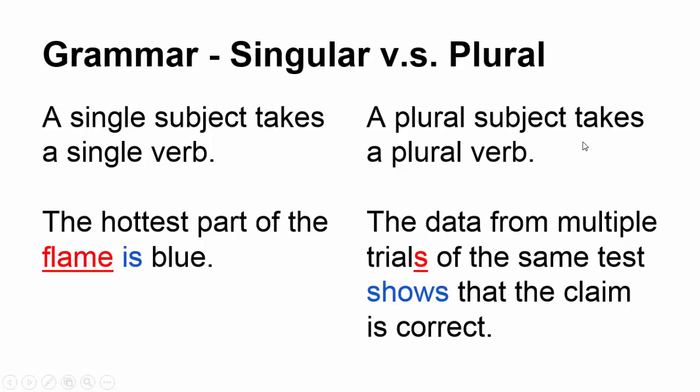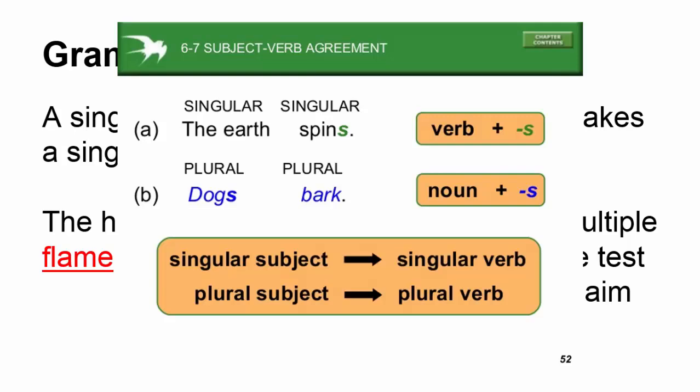A plural subject takes a plural verb. So let's look at an example. The data from multiple trials of the same test shows that the claim is correct. So here we have multiple trials, more than one, making trials plural, and then we use a plural verb, which is shows. Here's a quick reference to help you with the difference between singular and plural. So be sure to study this so that your subject and verbs are in agreement.